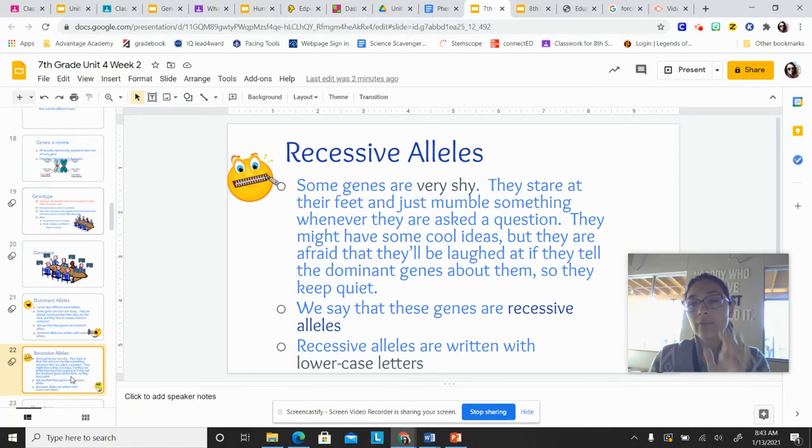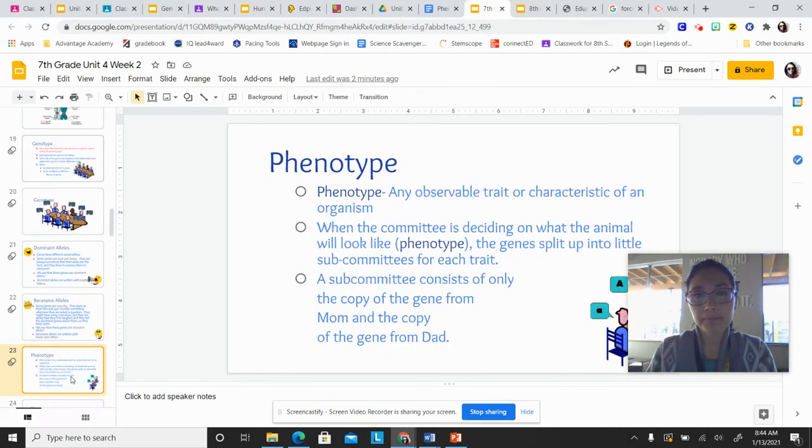So remember that if you have a capital letter and a capital letter, which is two dominant, the dominant trait is going to show up. If you have a dominant and a recessive, the dominant trait is going to hide or overpower the lowercase letter, or the recessive allele. And if you have a recessive and a recessive, that's the trait that's going to show up. So the only time a recessive trait shows up is if you have two recessive alleles, or two lowercase letters.